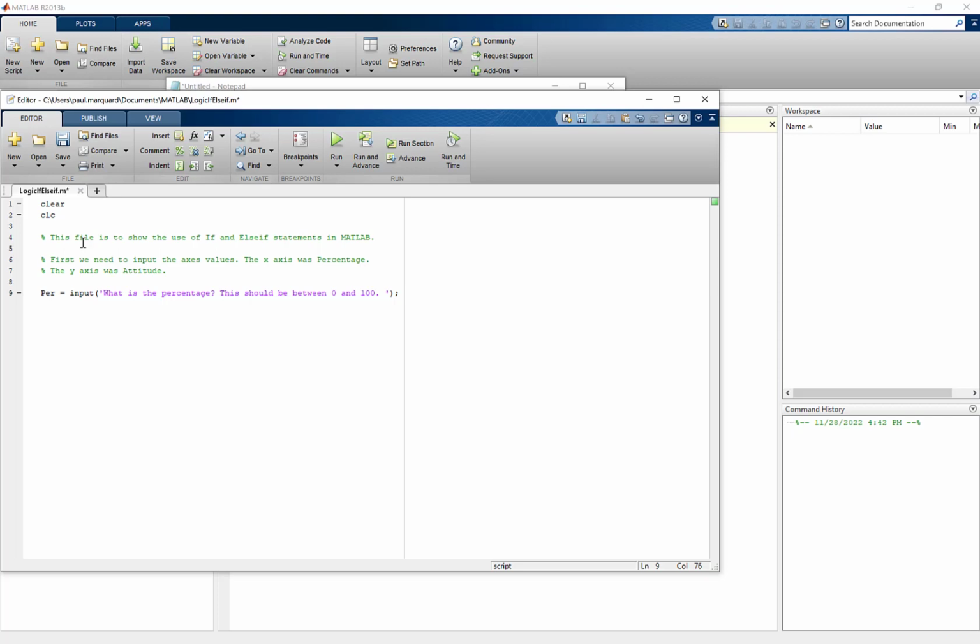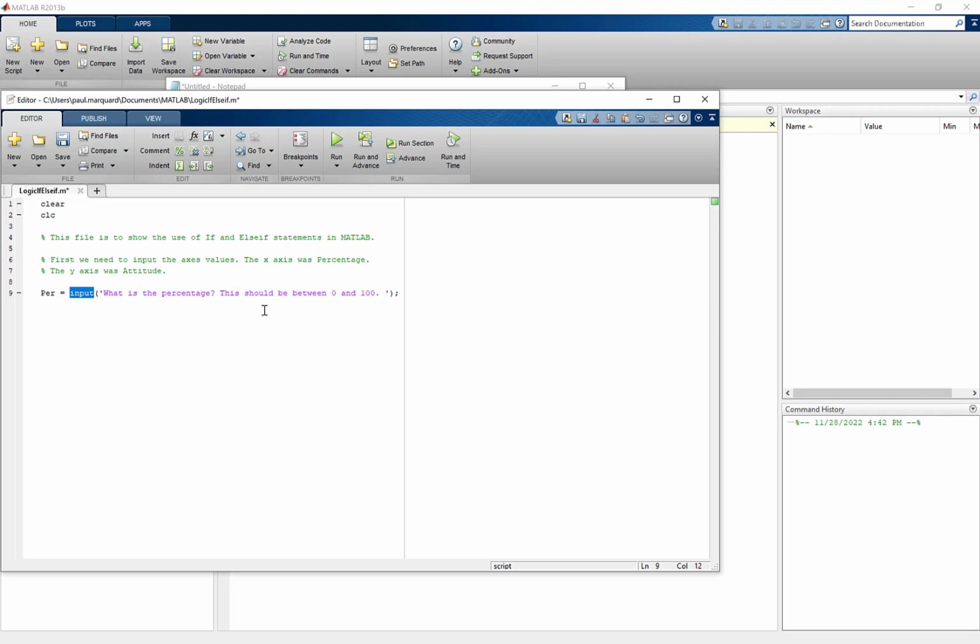The first thing I want to do is input my axes values. That's what the first line here, line 9 in this file, says. PER for percent, and then I'm going to use an input statement so that I have to enter that percentage. Inside single ticks, you'll see what is the percentage, and this should be between 0 and 100. I like to put the space at the end so that there's a little bit of a gap there waiting for the input from the user. This input function is going to ask the user to give me some input.